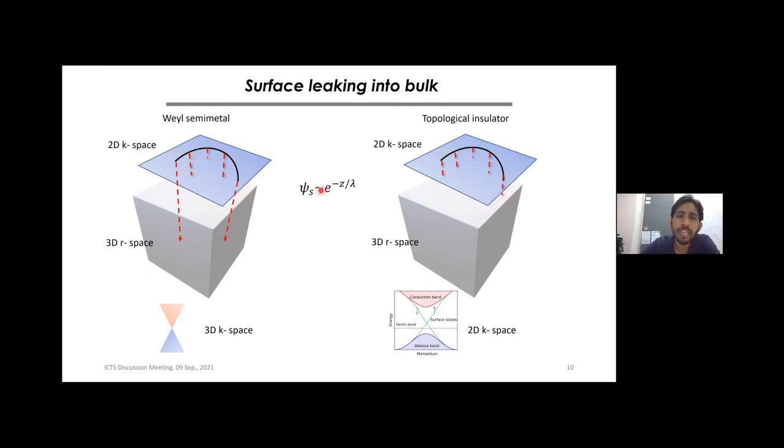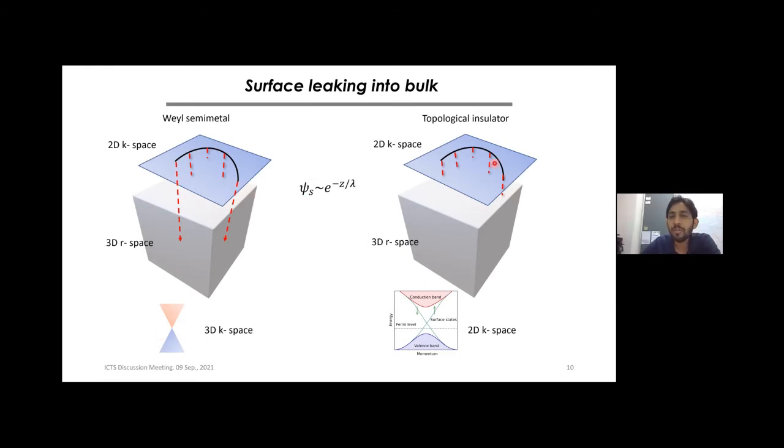Their localization length, if I think that this is the Z direction and it is localized, then the localization length lambda actually changes depending on kx and ky. And right at the Weyl point, they actually diverge, which means it leaks right into the bulk and appears on the other side. There is no way you can stop it. And this is understood because at the Weyl point, there is no gap in the bulk. And the localization length can be thought of as inverse to the gap, right?